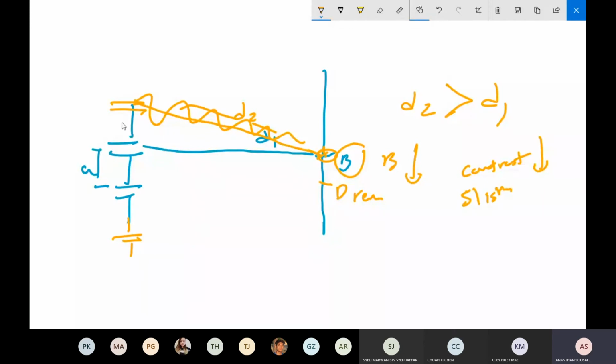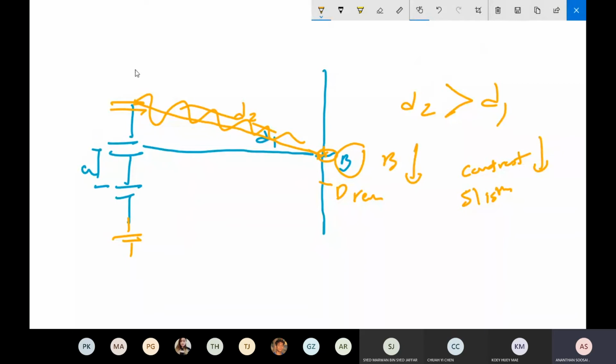Why slightly? Because still the d2, d1. Of course, d2 is greater than d1, but not a big difference. But whatever it is, the contrast drops slightly. Okay, any questions from here?